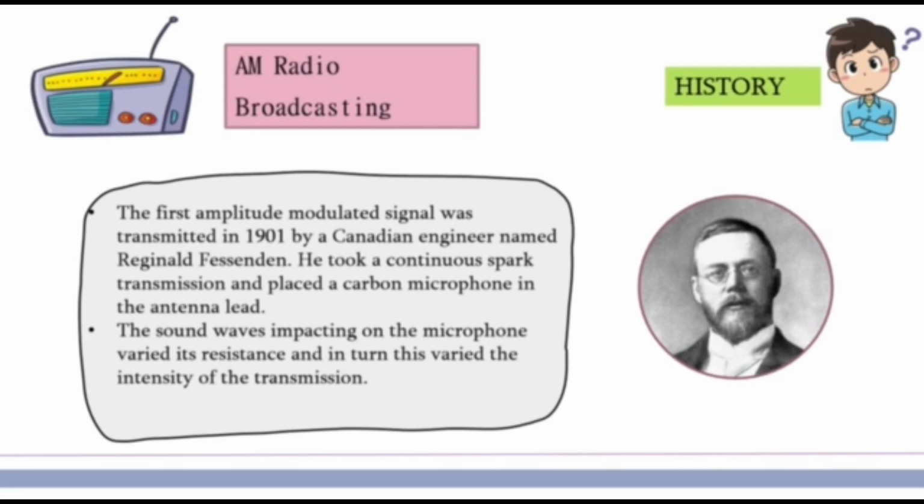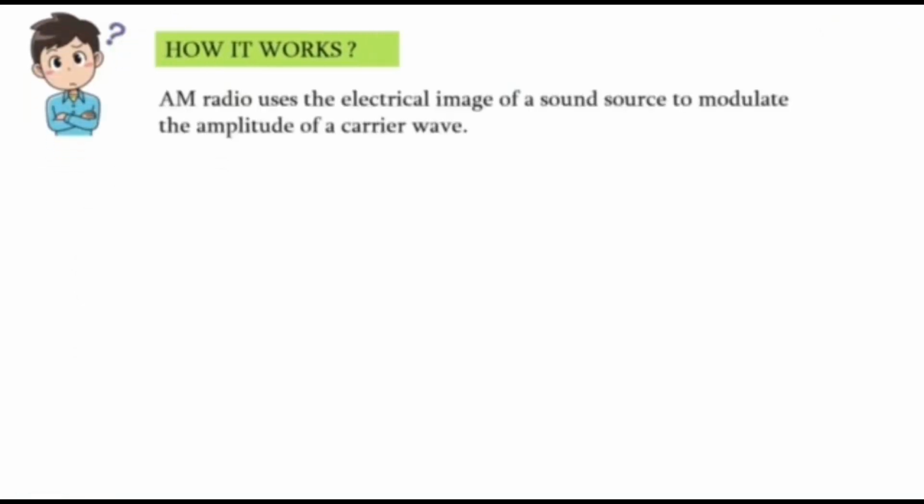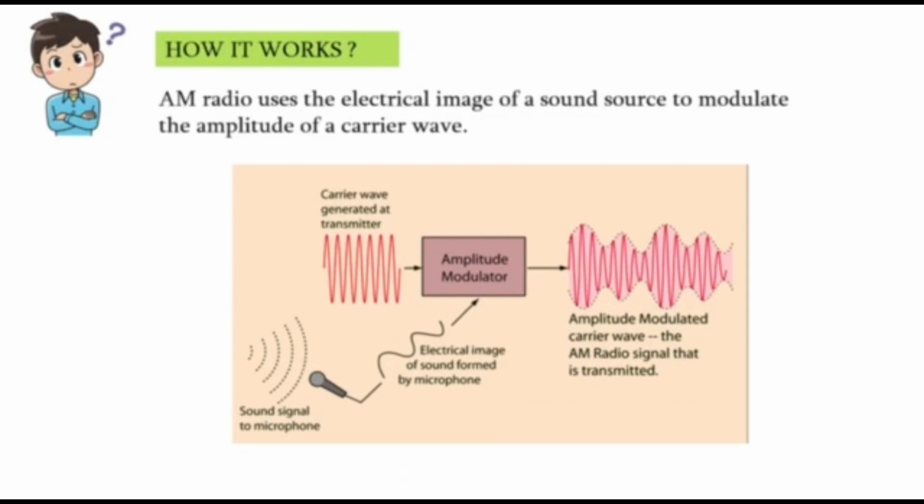With the introduction of continuous sine wave signals, transmission improved significantly and AM soon became the standard for voice transmission. Nowadays, amplitude modulation is used for audio broadcasting on the long, medium, and short wave bands and for two-way radio communication. So, now let's see how it works. AM radio uses the electrical image of a sound source to modulate the amplitude of a carrier wave. This is the block diagram of the AM radio transmission. It consists of two sections, the audio frequency section and the radio frequency section.